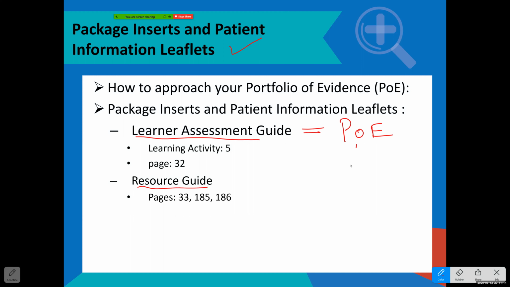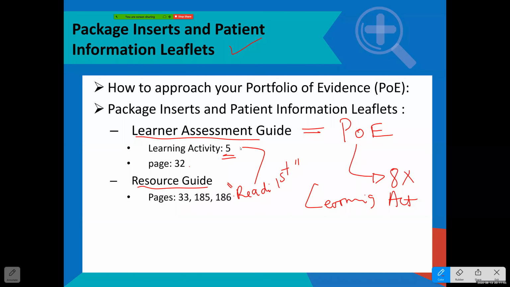But it becomes a POE after you have done your 8 learning activities. Don't forget, learning activities, right? And you'll see today we are doing learning activity number 5, and it's on page 32 of your learner assessment guide, and then also page 33 in terms of the knowledge. Before you do the POE, you have to read. You read first, right? That is important. Once you have read, then you do your POE. Just remember the process. Don't start with a POE before you read, because you will fail that, and also you won't be ready for your summative assessment at the end, right? So I hope that we are together on this one.